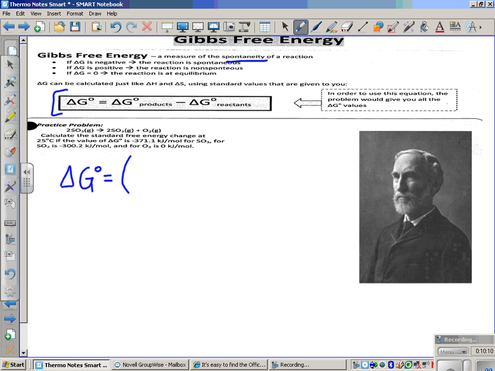We're going to do our products first, 2 SO2s and 1 O2. Once again, we're going to use the coefficient. So for 2 SO2s, SO2's value is 300.2. Then we're going to add to that the value for O2. Now you see O2's value is 0. You remember with delta H, pure elements were 0, and that is true on delta G as well. So somewhere on your paper, make yourself the note that the delta G value for pure elements is 0.